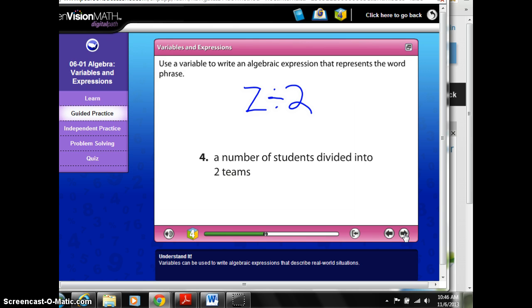What's another way to write this that I said? I said that there's one other way, Natasha. Like a fraction? Yeah, like a fraction. So we could do Z divided by 2. The bar means divide. Z divided by 2 is the same thing as an actual divide sign.